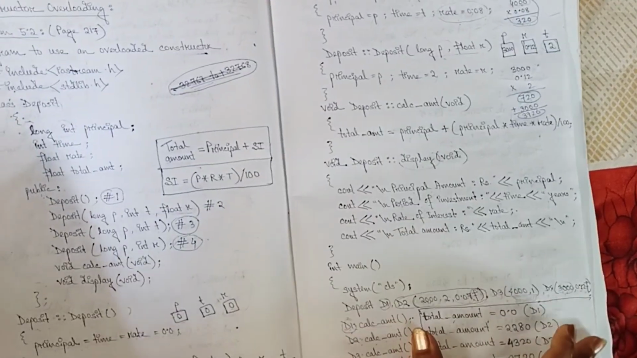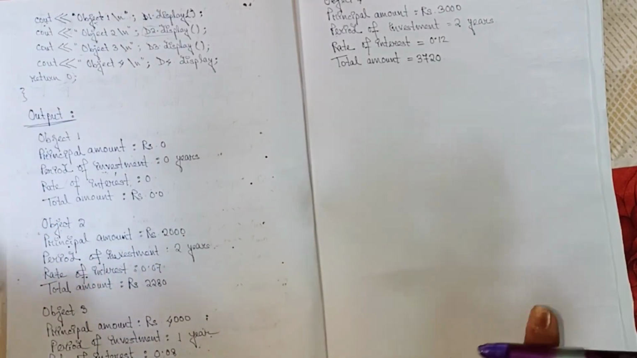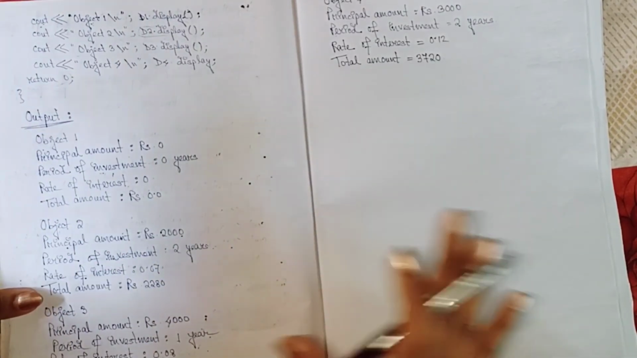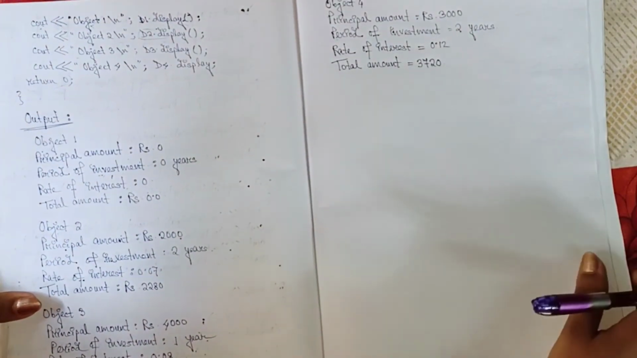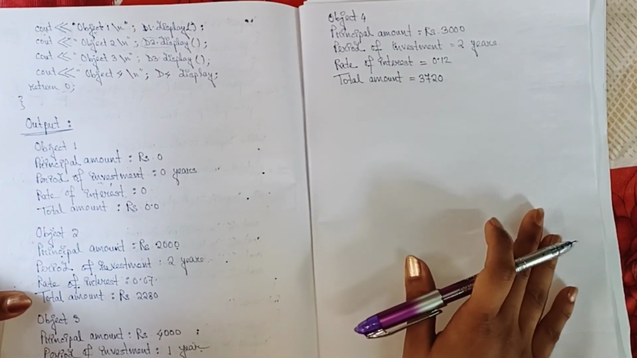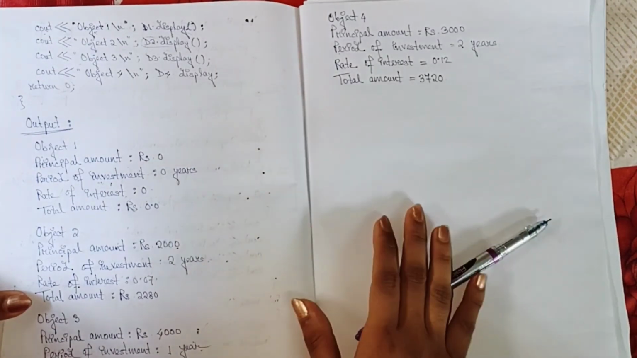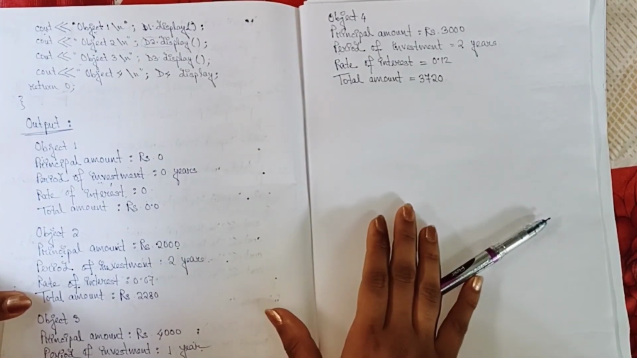Okay, so that's all for your today's class. In this class we have covered 2 topics. First one is dynamic initialization, and the second one is constructor overloading. Okay, I hope this is clear to you all. In the next class we will discuss about the characteristics of constructor, and we will go to destructor also. Okay, thank you.